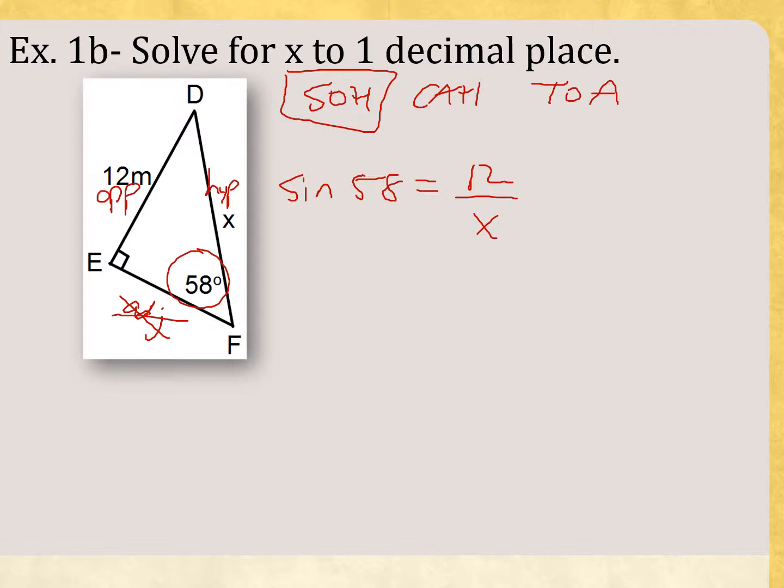Now we've dealt with this before. This one's a little bit curious. So when you have x on top, like we did for the last example, you simply cross multiply. For questions like this where x is on the bottom, basically you're just doing a double cross multiply step. So this is going to go up, this is going to go down. So essentially all that's happening is the x and the sine 58 switch spots. So x equals 12 over sine 58.